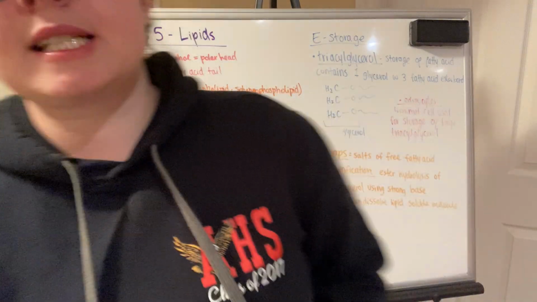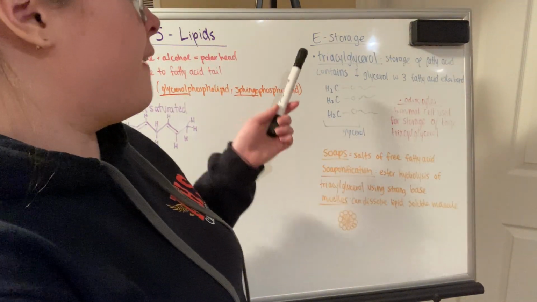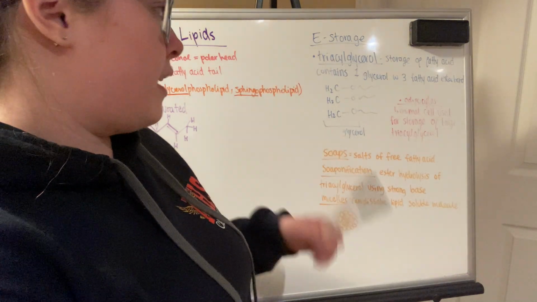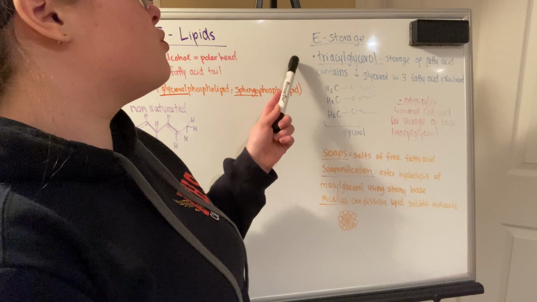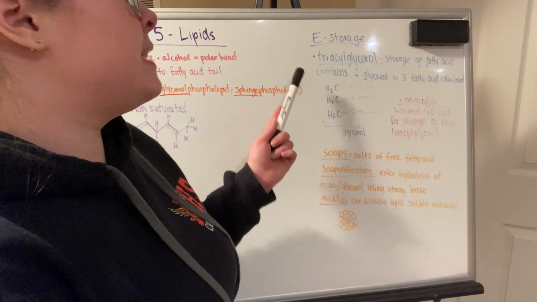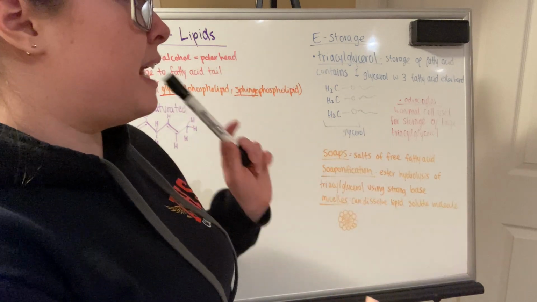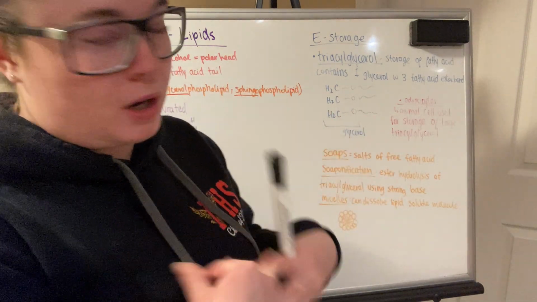So next, let's go over here. We have a couple more things to cover. So we have energy storage, right? So we know that we use fats for energy storage. So we have triacylglycerol, which is the storage of fatty acids, and it contains one glycerol with 3 fatty acids that are connected via ester bonds.